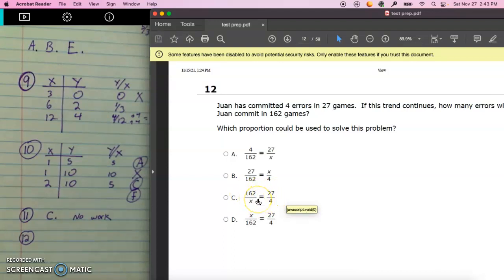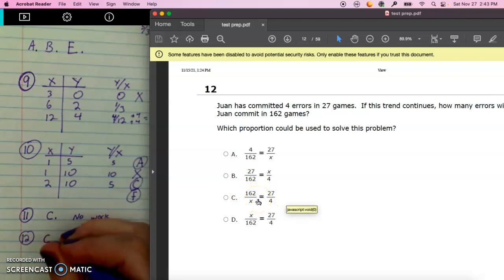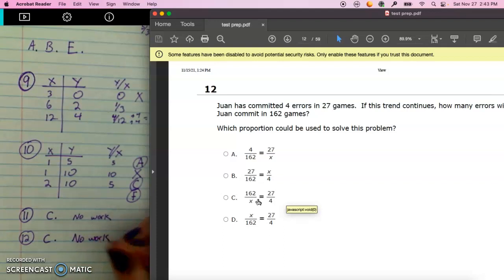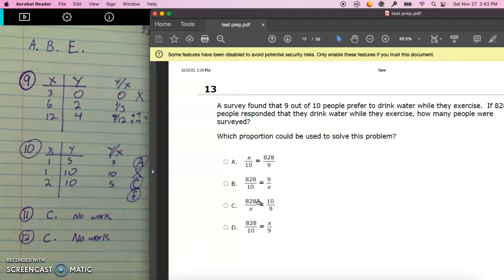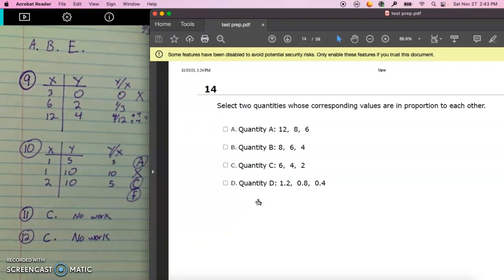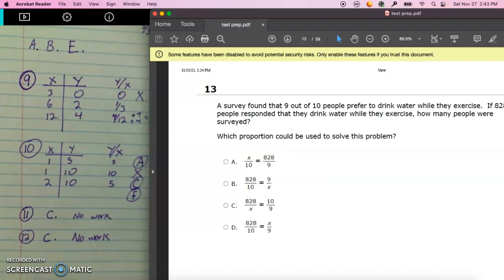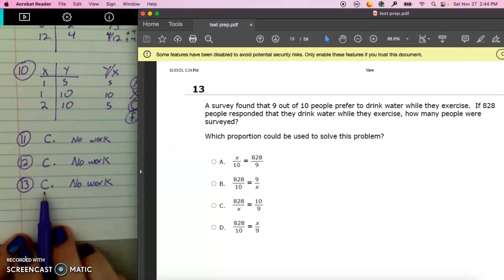So our choice here should be C, and again, there's no work showing for this problem, so that's all I would write down on my paper. You're doing great. Now, you are going to do 13 all by yourself. Go!